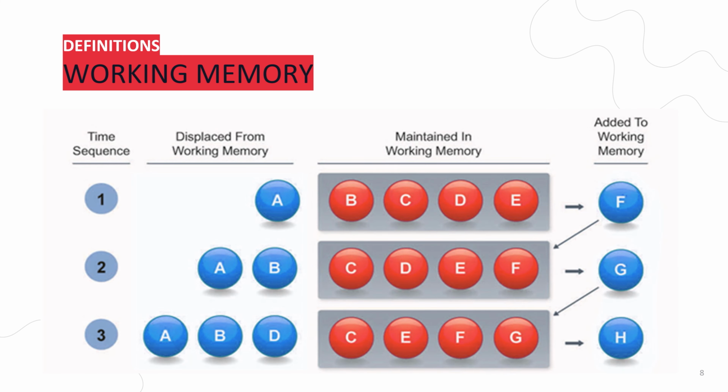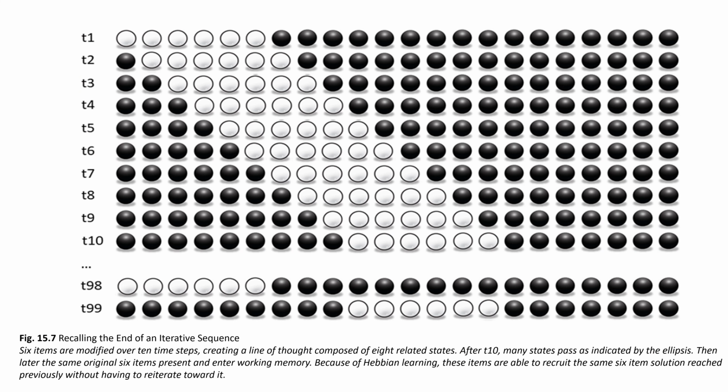Taking this a step further, you can see how the contents of time 1, B, C, D, and E, could come to recruit the contents of time 3, C, E, F, and G, without having to iterate through C, D, E, and F first. And this allows us, the second time we consider some problem, to go from the premise straight to the conclusion. And that is what was going on in this slide here.